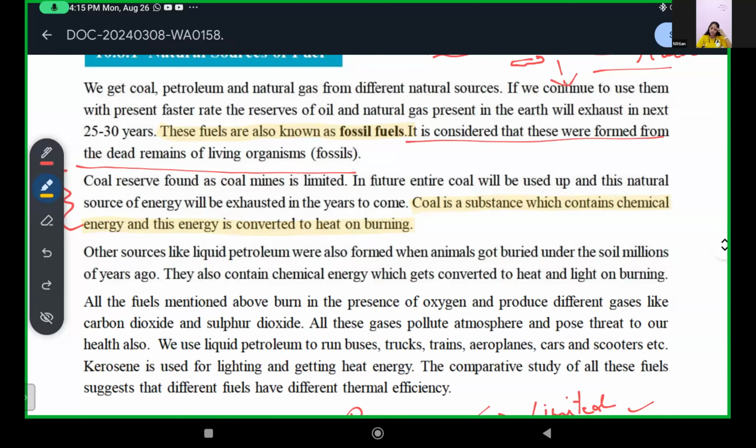So, other sources like liquid petroleum were also formed when animals got buried under the soil millions of years ago. They also contain chemical energy which gets converted to heat and light on burning. I can't see the part.